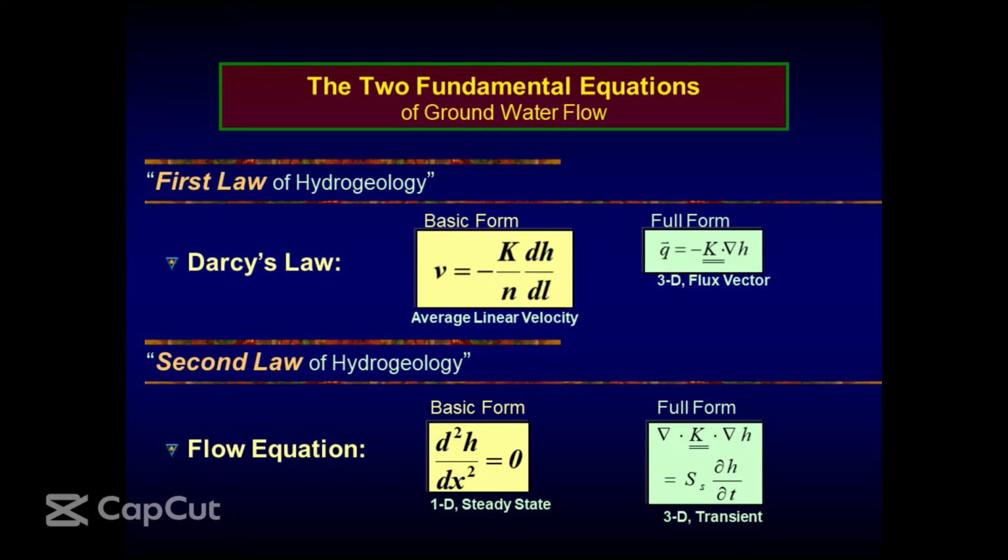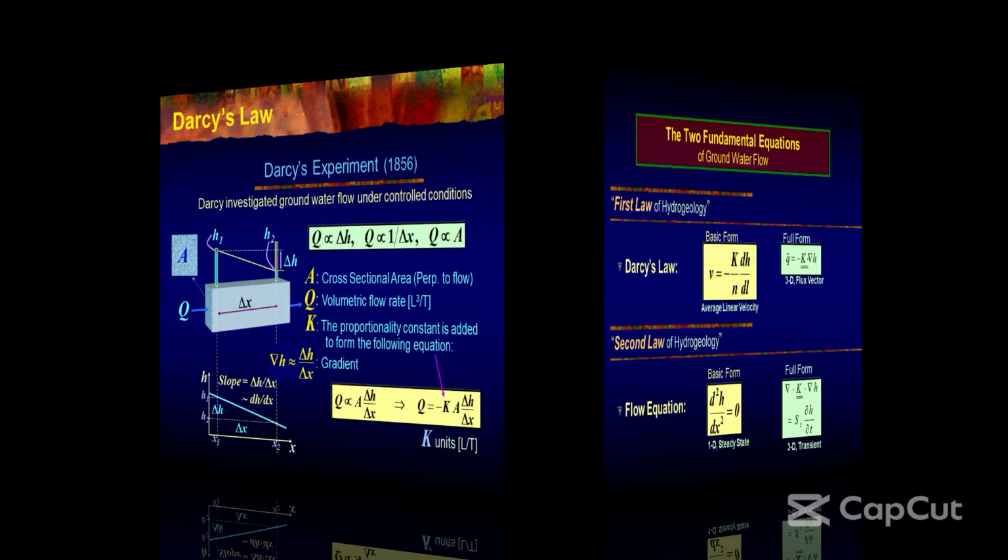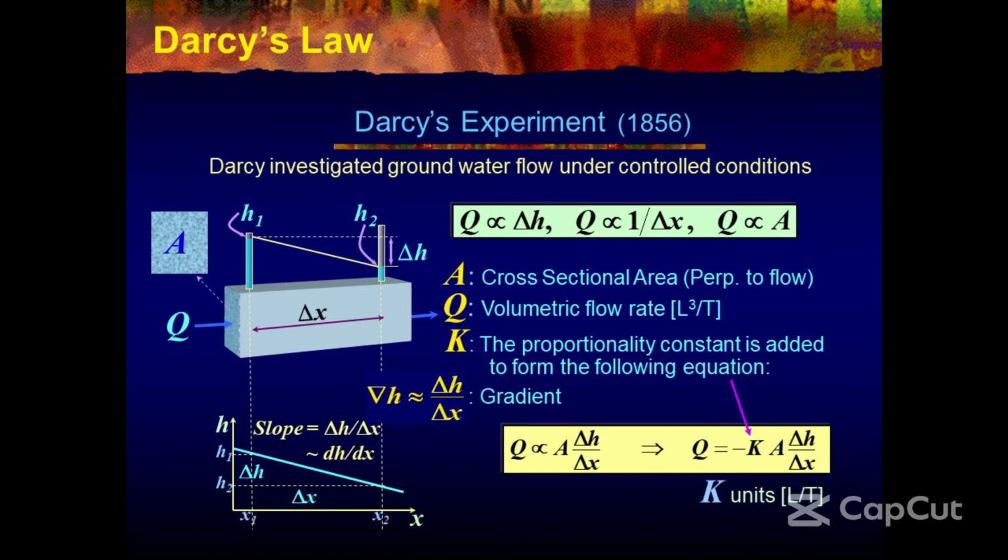Now, as Awal has mentioned, Darcy investigated groundwater flow under controlled conditions and realized that the flow through the porous media is directly proportional to the change in head, the difference in head. As the flow is in this direction, the head here is higher than the head here, and there is a difference in head. So the more the difference in head, the higher the flow.